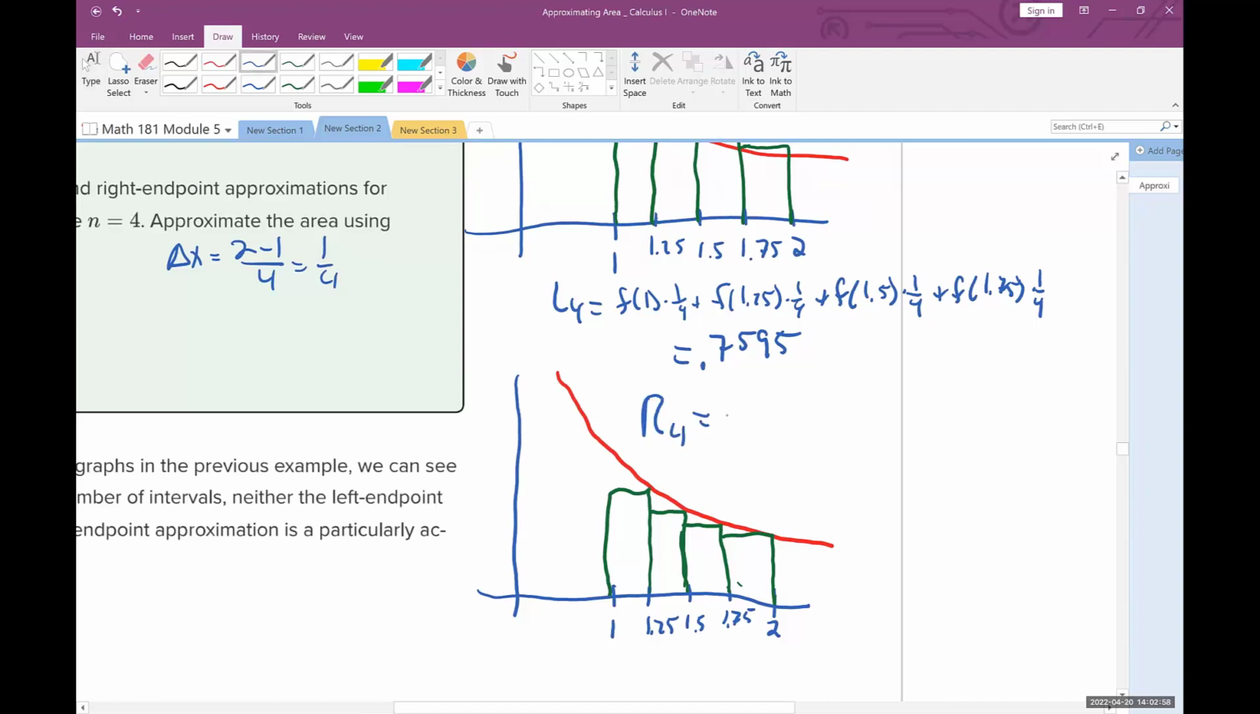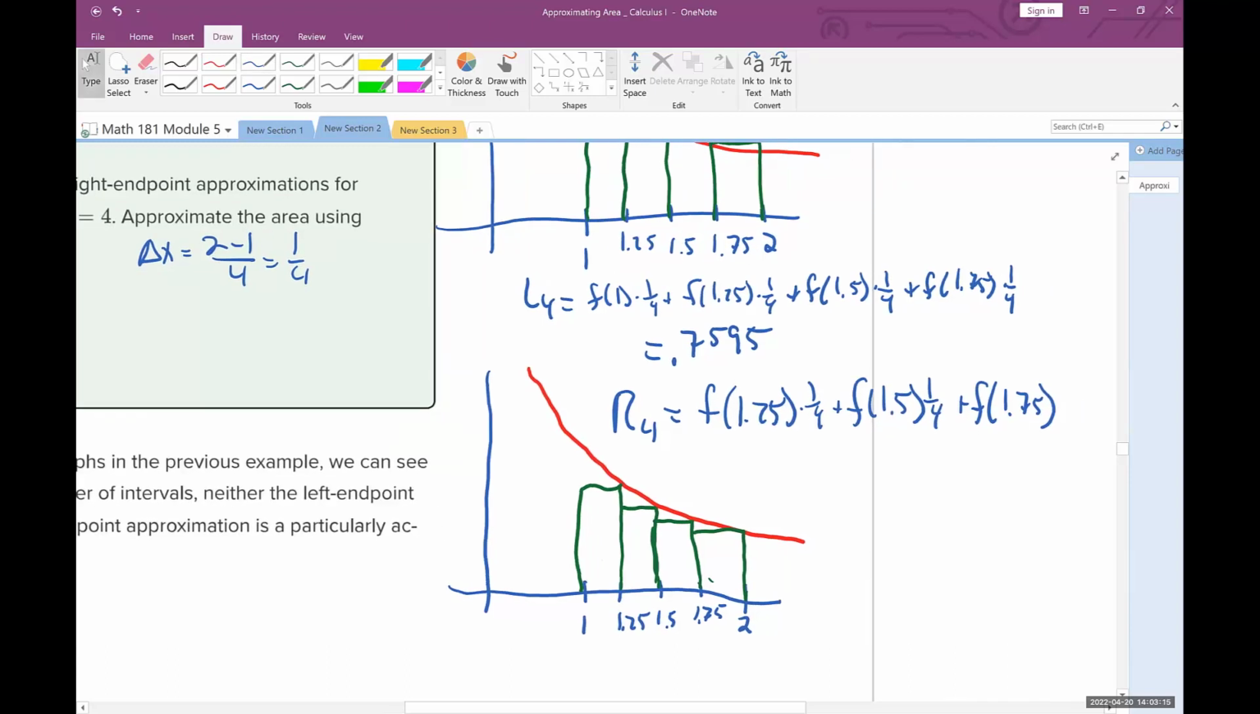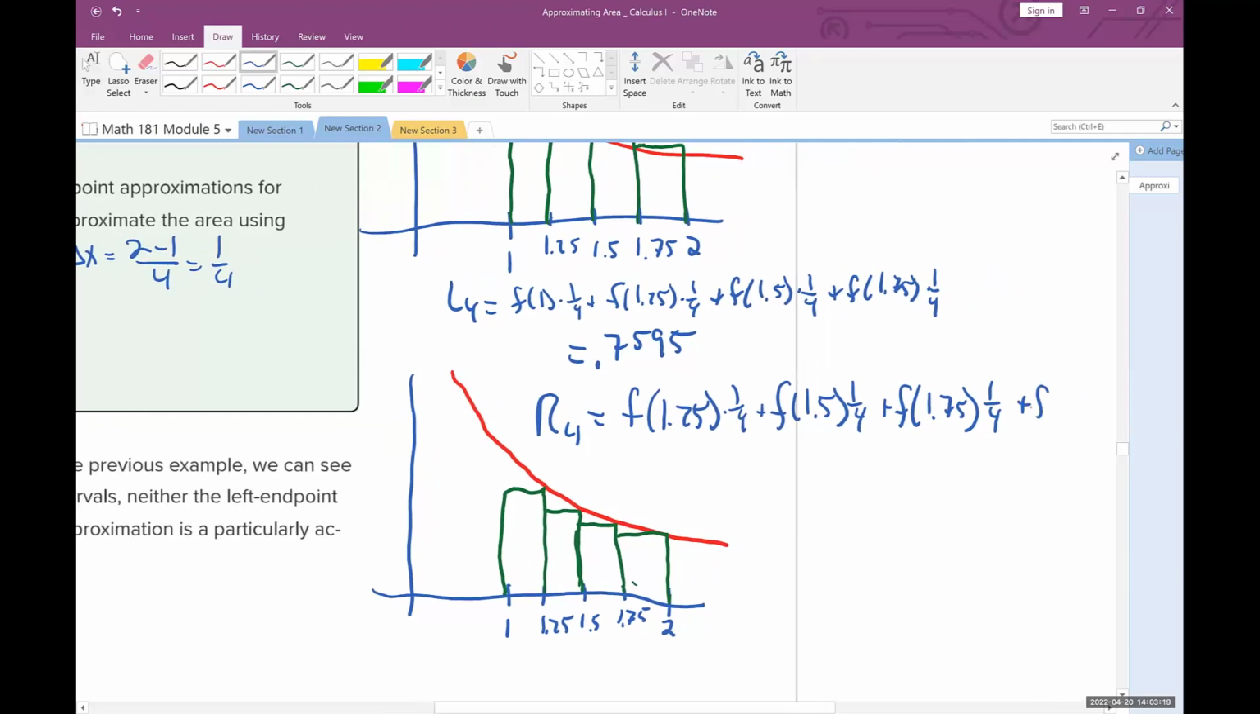Whereas the R4 would be, starts at the right-hand side of the interval, so f of 1.25 times 1/4 plus f of 1.5 times 1/4 plus f of 1.75 times 1/4 plus f of 2 times 1/4. And this one comes out to be 6.6345.